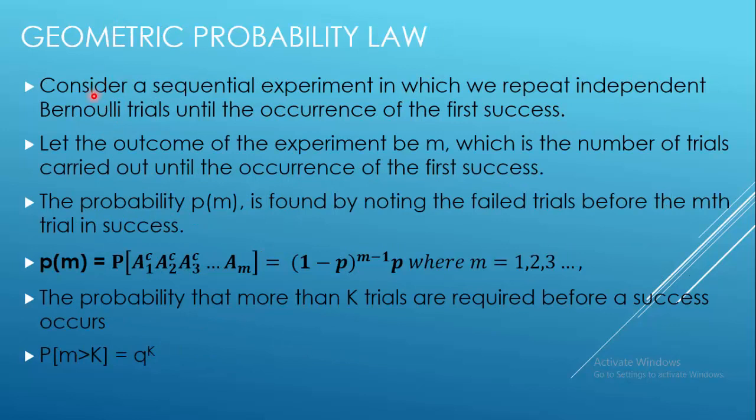Geometric probability law. Consider a sequential experiment in which we repeat independent Bernoulli trials until the occurrence of the first success. So what is geometric probability? We keep doing the trials, we repeat the trials again and again until we get the success or the observation in which we are interested.